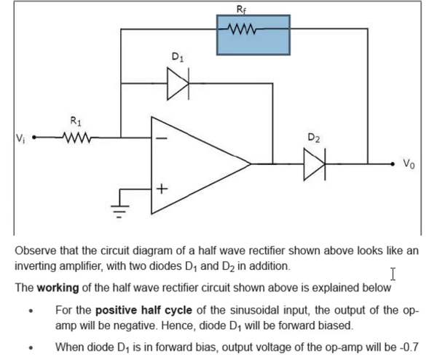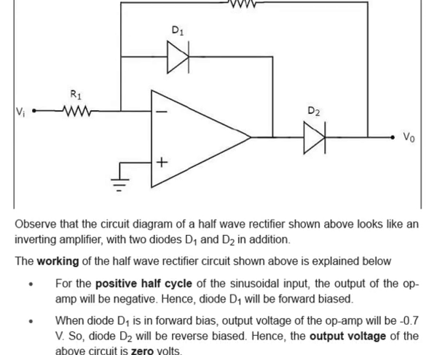Now the working of the half wave rectifier is that for the positive half cycle of the sinusoidal input, the output of the op-amp will be negative, hence diode D1 will be forward biased. When diode D1 is forward biased, the output voltage of the op-amp will be minus 0.7 volt, so diode D2 will be reverse biased, hence the output voltage of the above circuit is 0 volt. Therefore there is zero output of the half wave rectifier for the positive half cycle of the sinusoidal input.